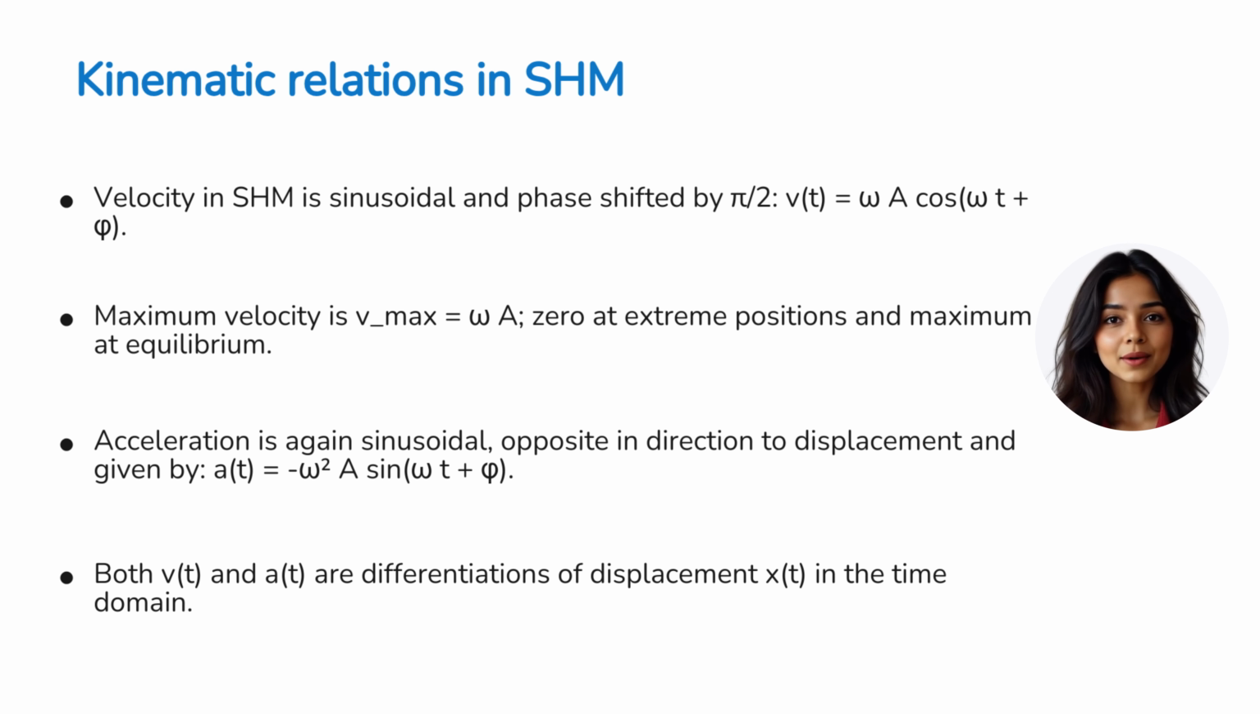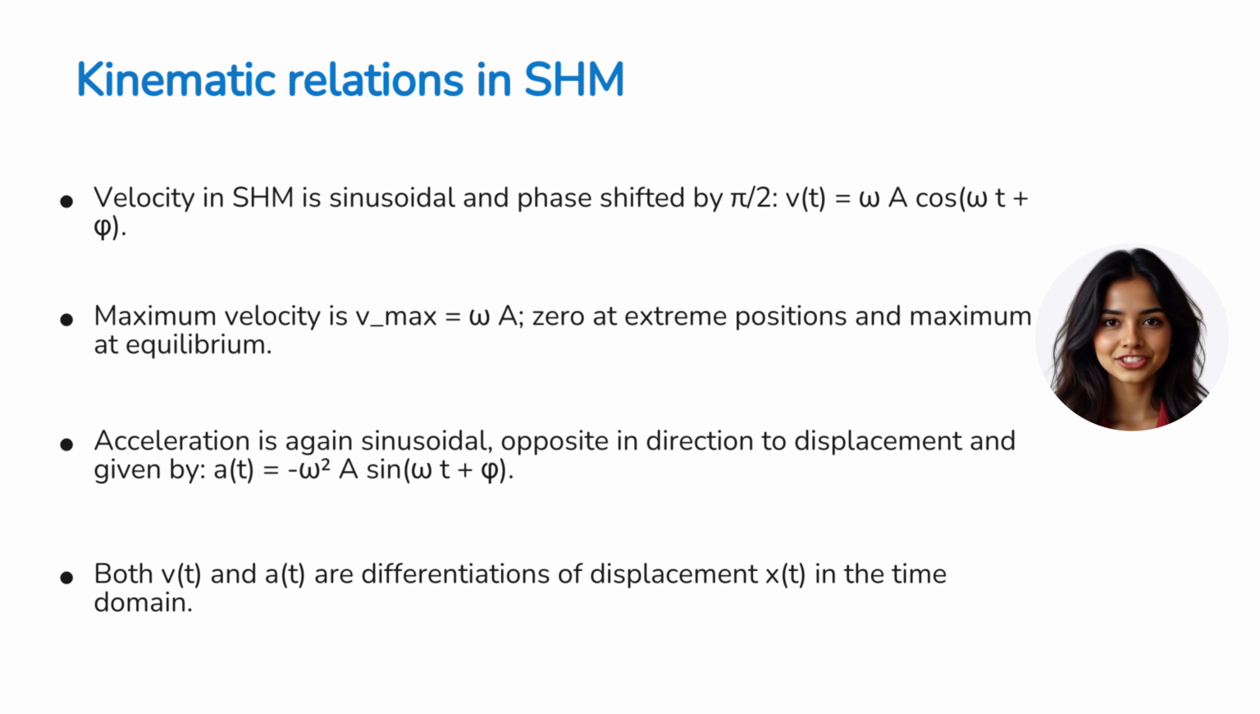Velocity in simple harmonic motion is also periodic, but it's not quite in step with displacement. In fact, it leads displacement by a quarter of a cycle, or mathematically, by pi over 2 radians. The velocity at any time equals omega times the amplitude multiplied by the cosine of omega t plus phi.